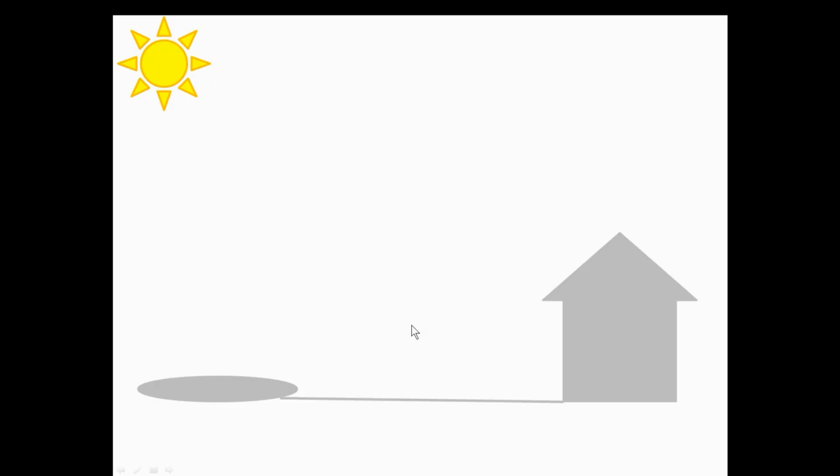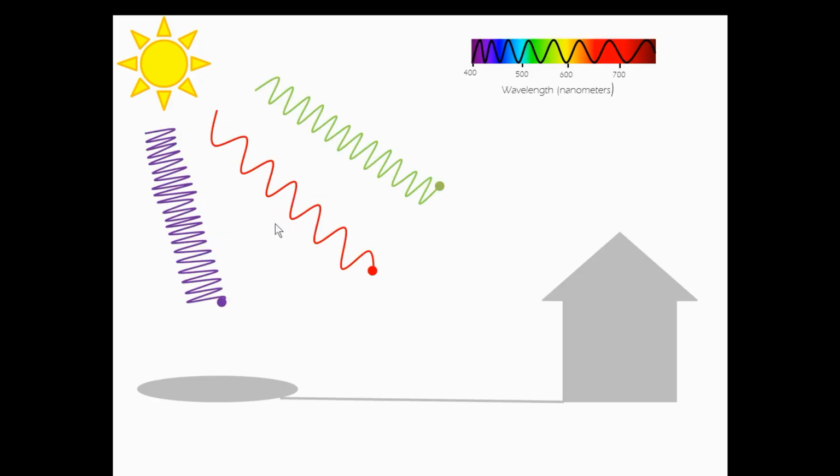So here's your typical elementary school representation of the world. We have the sun, we have a little pond, we have some grass, and we have a house. And here's some solar radiation coming down. Except that this solar radiation is actually in the form of photons, represented by these little dots, that travel in waves. And as we can see, different photons have different wavelengths. That is, the distance between waves is different. So for instance, photons in the red region would have a larger wavelength, or a larger distance between waves, than photons in the purple region.